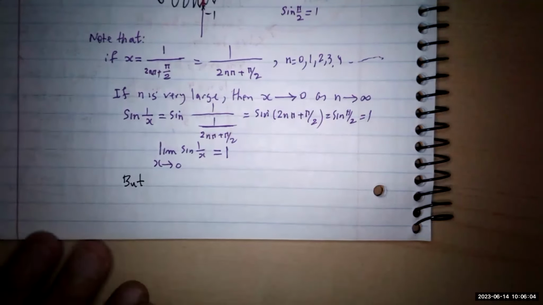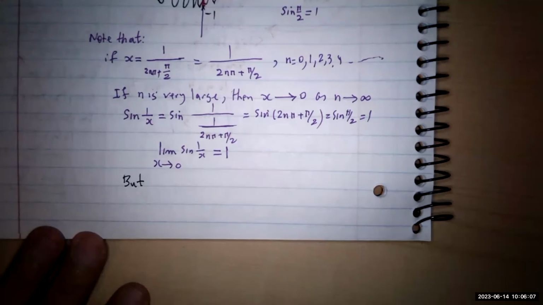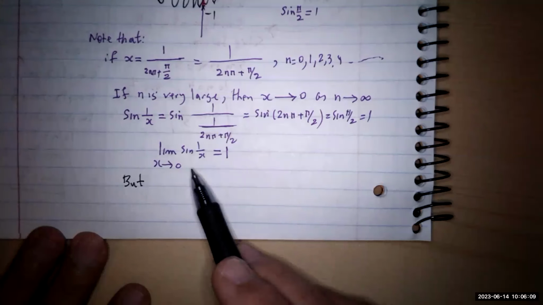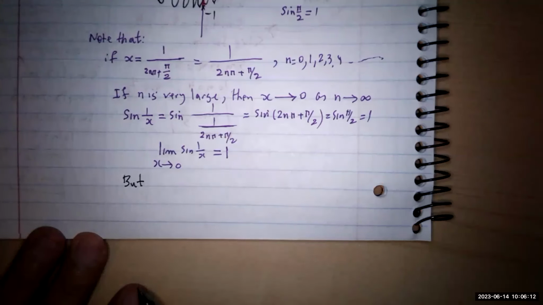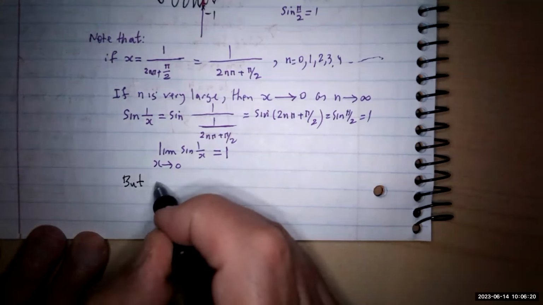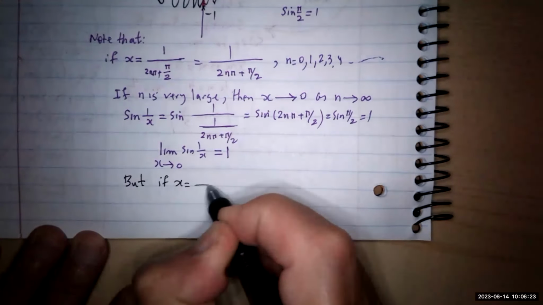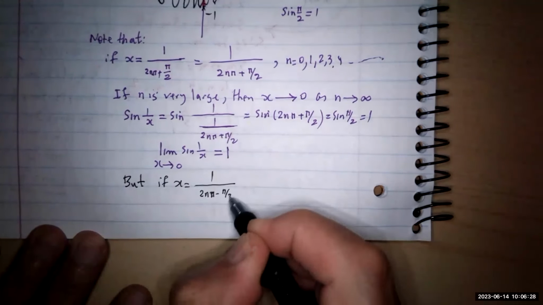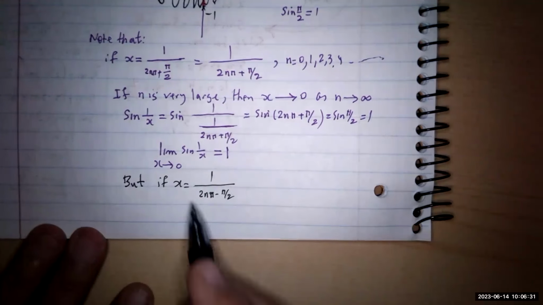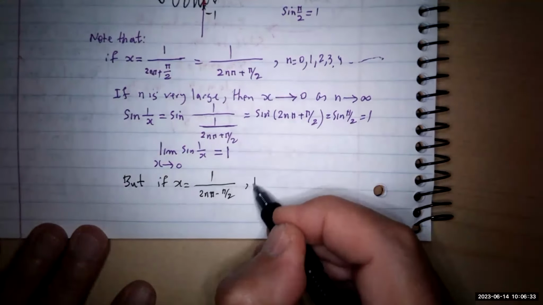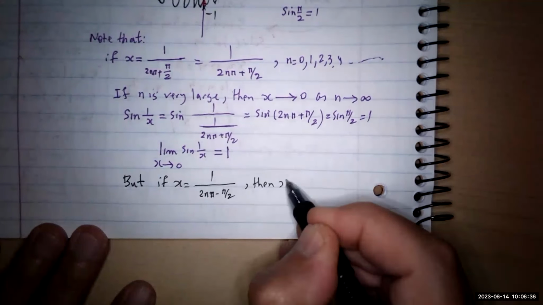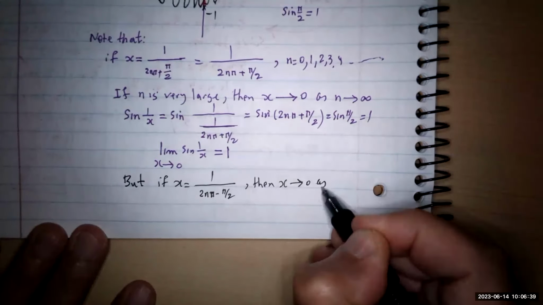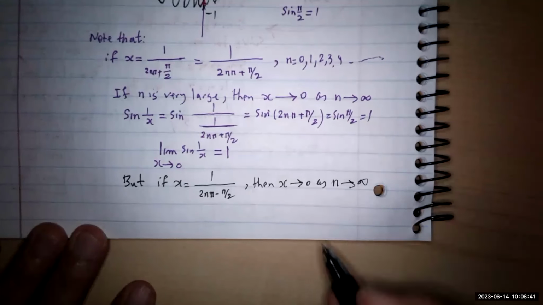What I'm going to do for you is a similar one, but I would like to get the sine to be equal to negative 1. You know that the sine of negative π/2 is equal to negative 1. So I'm going to pick x to be equal to 1/(2nπ − π/2). It's the same thing. Again, x goes to 0 as n goes to infinity, and the numbers are quite a lot.